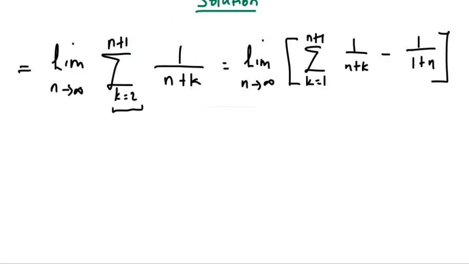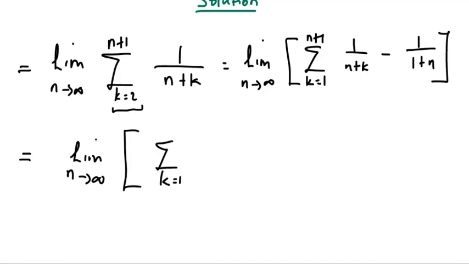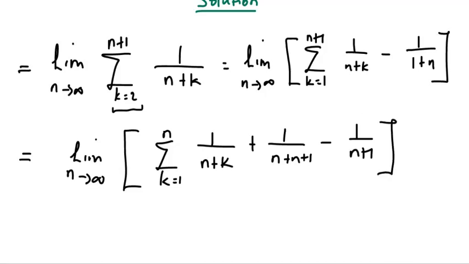Okay, now from here, this is the same as the limit as n is approaching infinity, right? If you want to take this sum from 1 to n, as follows, we have the sum as k goes from 1 to n of 1 divided by n plus k. Then do not forget that we have to substitute n plus 1 for k, right? So we're going to have 1 divided by n plus 1, and then minus 1 divided by n plus 1. Okay, we're proceeding.